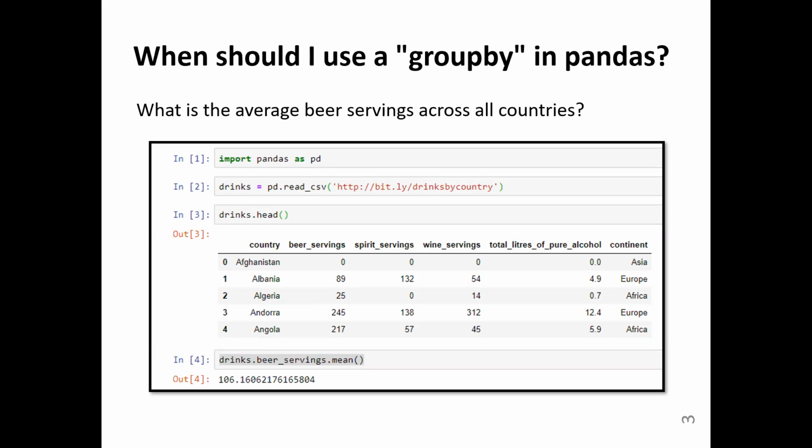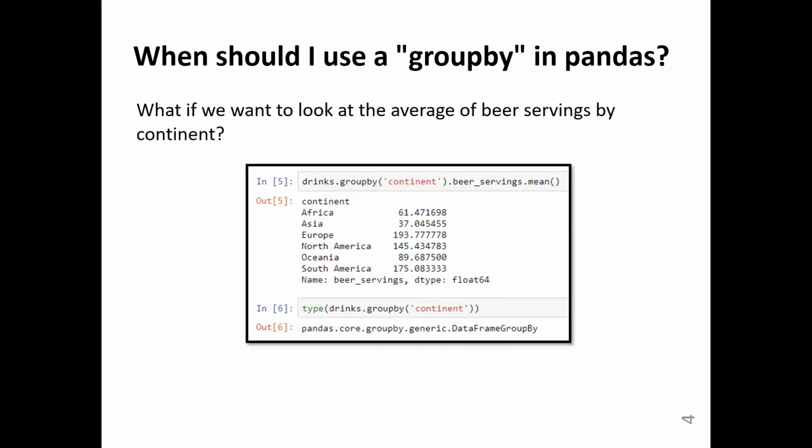And what it does is calculating the overall average. But what if I want to calculate the average based on the continent? So let's try this. If you say dot groupby continent, beer_servings dot mean, it is going to show you the average based on the continent.